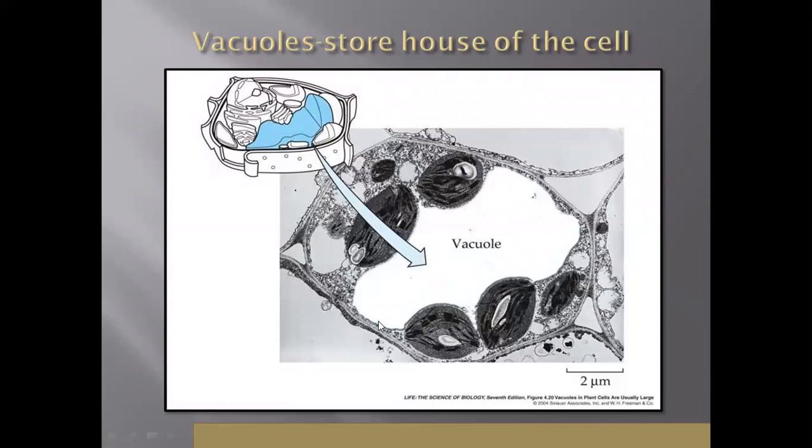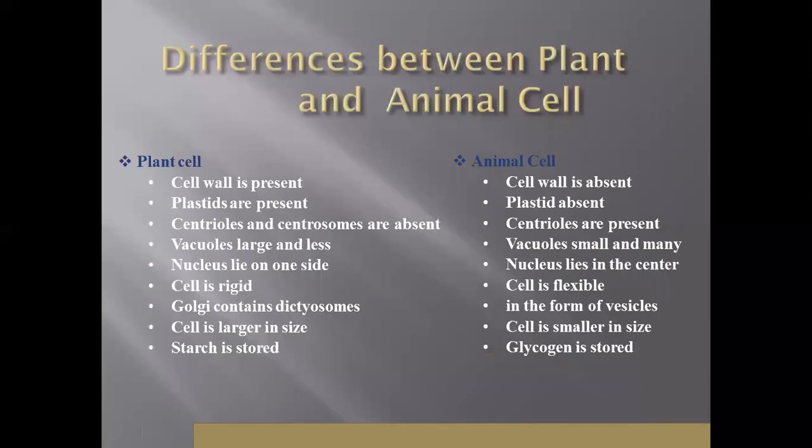Dear students, here you can see a vacuole. This is the plant cell. If you observe the plant cell, it has a larger vacuole compared to the animal cell. Animal cell may or may not contain a vacuole. If it's present, it is smaller and many. Difference between plant cell and animal cell.